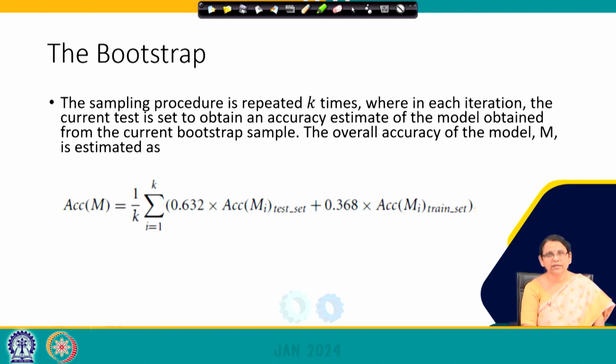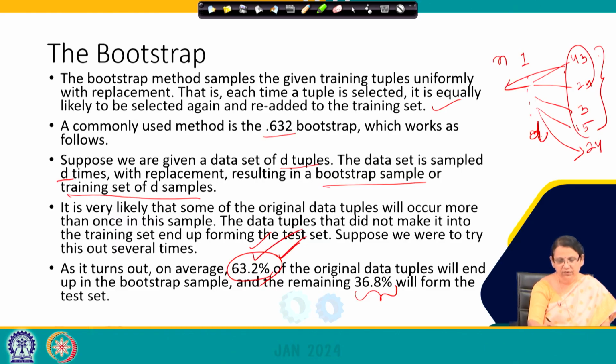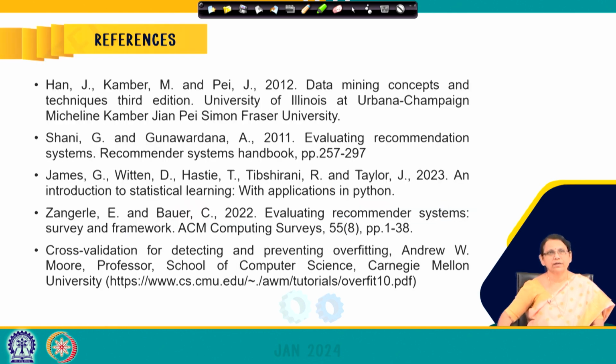Now, the sampling procedure is repeated k times, where in each iteration the current test set is used to obtain the accuracy estimate of the model obtained from the current bootstrap sample. The overall accuracy of the model is estimated like this. Now, what is this number? This number comes from the 63.2%. So, 0.632 times the accuracy of the i-th test set, plus 0.368 times the accuracy of the i-th training set.